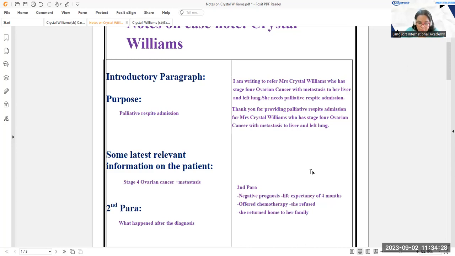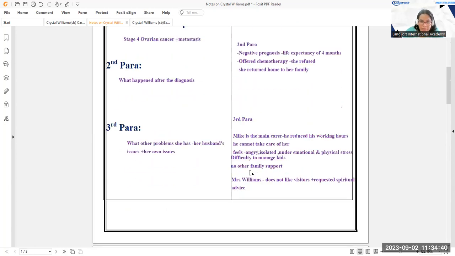Why did I place negative prognosis and everything? Because in the intro, I talked about the diagnosis. Now I'm mentioning what happened after the diagnosis. Okay, now go through the third paragraph. So I mentioned the problems after the diagnosis. Now I'm focusing on the current problems related to her husband and related to the patient.